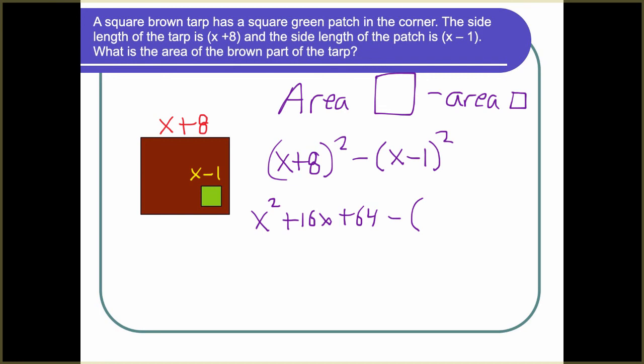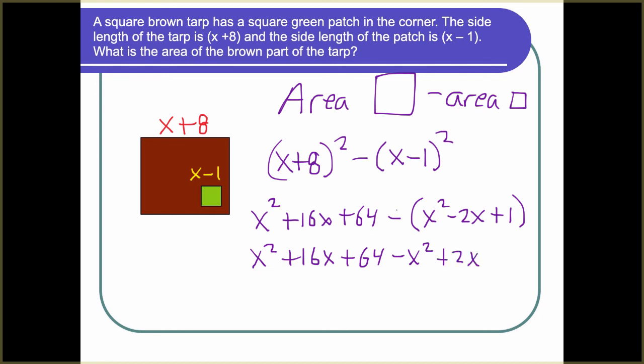We have x times x, which is x squared. We have negative 1 times x, which is negative 1x. Doubled is negative 2x. And negative 1 squared is a positive 1. So now I'm going to rewrite this and distribute my negative sign into my parentheses. We have x squared plus 16x plus 64 minus x squared plus a 2x, because we're bringing this in, minus 1.